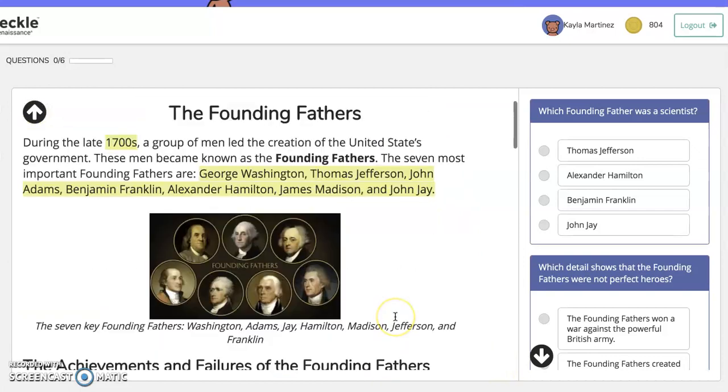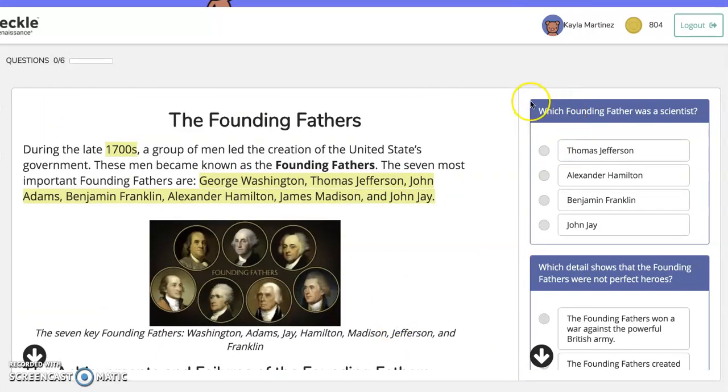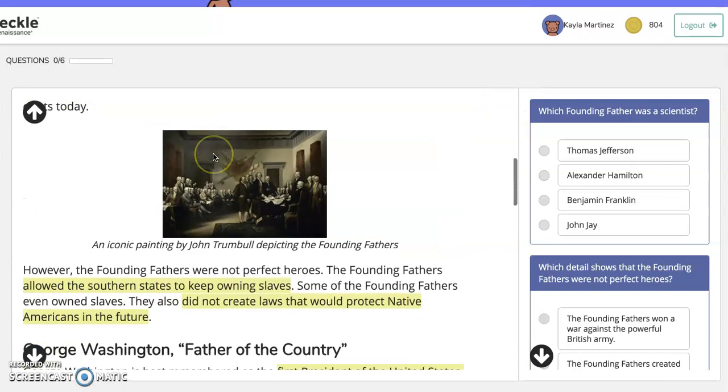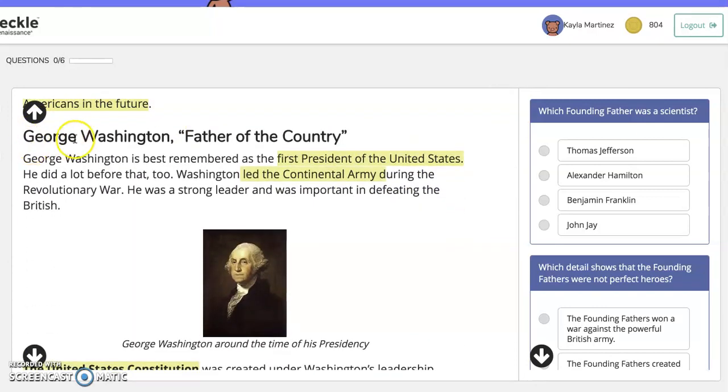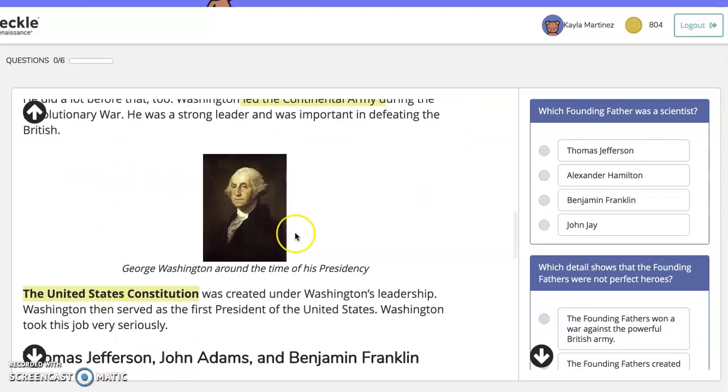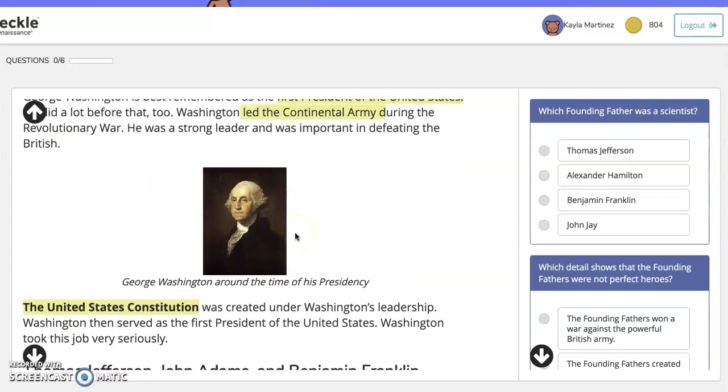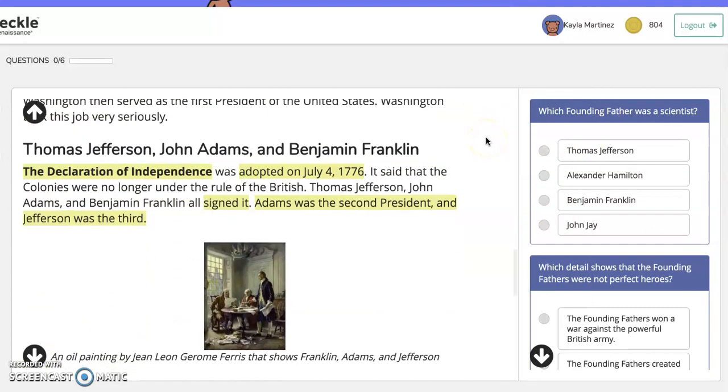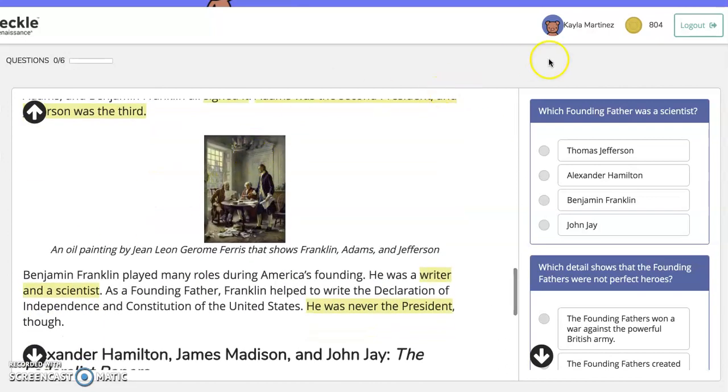All right, that was a lot of information, but let's go ahead and see. Which founding father was a scientist? Well, I'm going to go ahead and look at the different sections that tell me about each of them. And I'm going to skim through. I don't see anything about George Washington being that, but he's not even an option. I'm going to go down. I'm going to look through, and I found my answer.